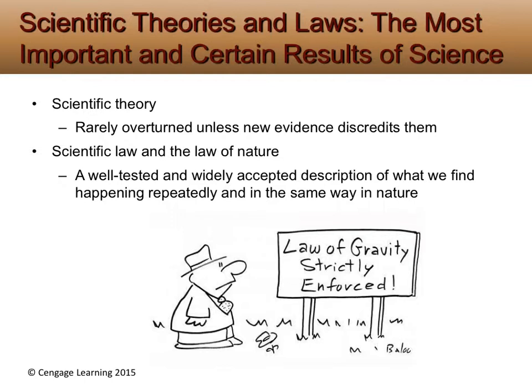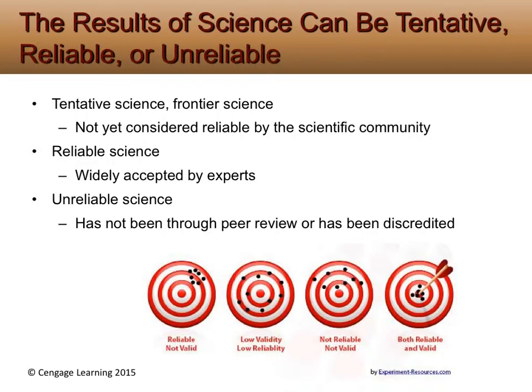A scientific law, or law of nature, is a well-tested and widely accepted description of what we will find happening repeatedly in the same way in nature. A very good example is the law of gravity. No matter what's going to happen, gravity is going to be there. We know that. Another good one would be Newton's three laws. No matter what happens in nature, those three laws are going to be consistent. So that's very well tested, very widely accepted. It's been tested over and over and over again, and scientists have concluded.